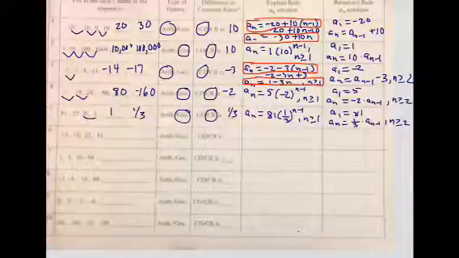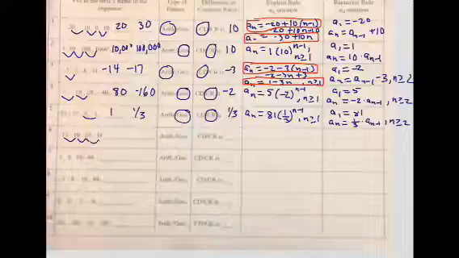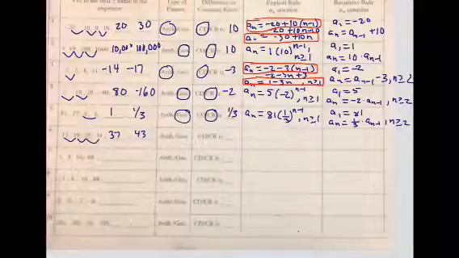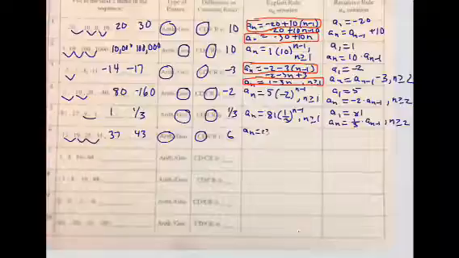Okay, for number 6, we are adding 6. From here to here is 6, here to here is 6, so 31 plus 6 is 37. 37 plus 6 is 43. So it's arithmetic. It has a common difference of positive 6. So it's a sub n equals the first number plus 6 times n minus 1.